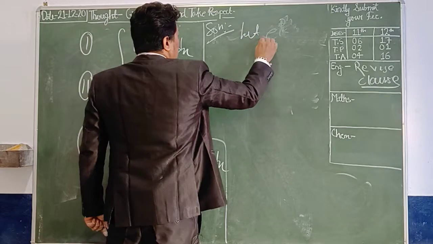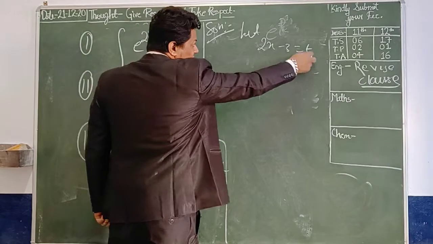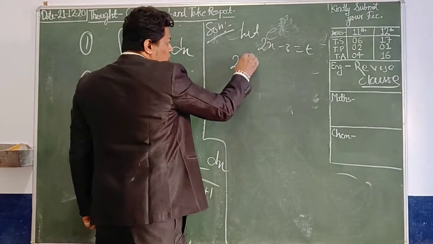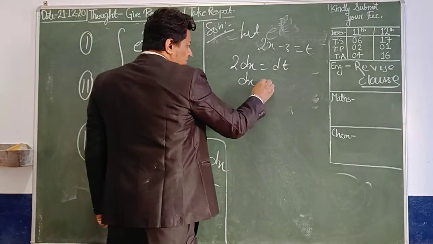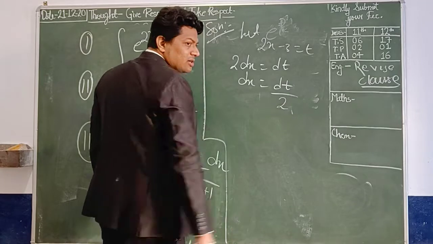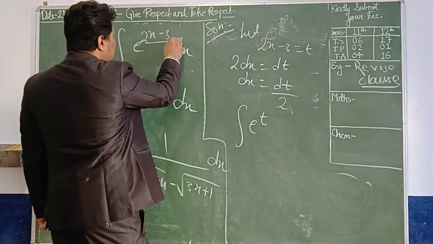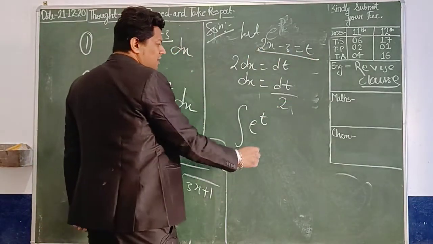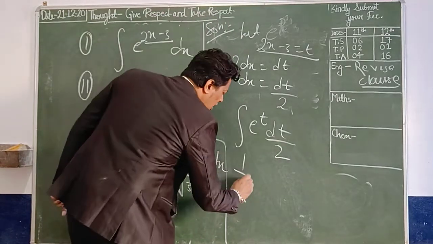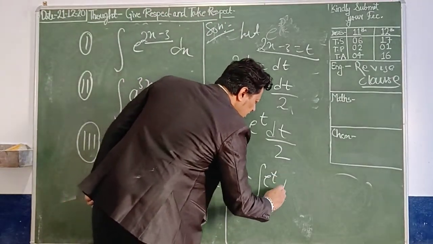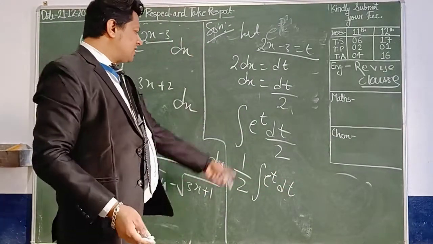Let's start the solution. Let 2x minus 3 is equal to t. Is it clear? 2x minus 3 is equal to t. 2 dx equals dt. Getting my point? dx equals dt by 2. Is it clear? No doubt at all. Integration of e power t, and dx is dt by 2, so e power t dt by 2. Is it clear? 1 by 2 outside, integration e power t dt. Both are the same, so integration will take place. Write it if you want to write this solution.